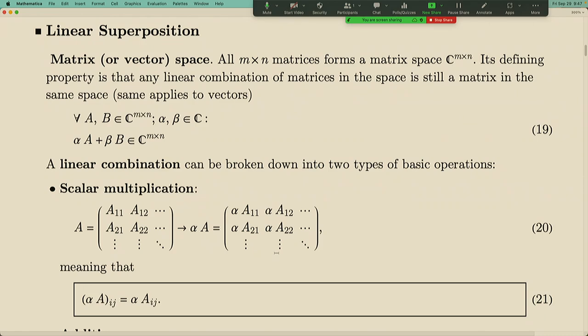And linear combination can be decomposed into two types of more basic operations. One is called the scalar multiplication, which is how you multiply a complex number on the matrix. The other is called addition, which is after you multiply things together, how do you add them together? So let me explain these two operations one by one.